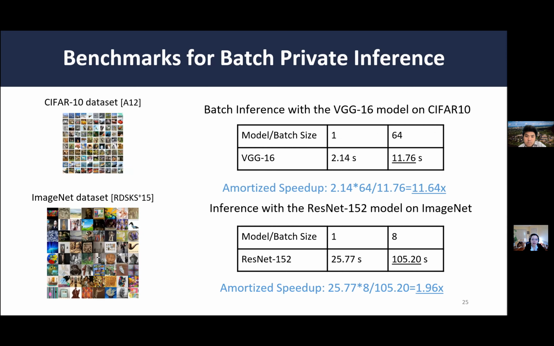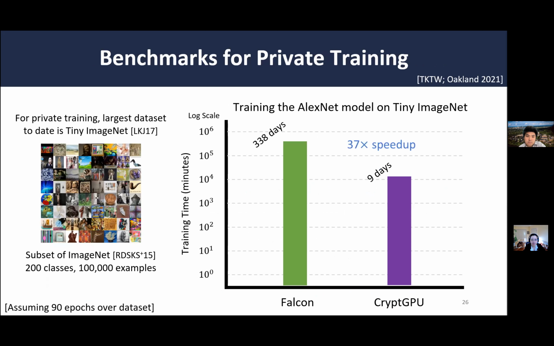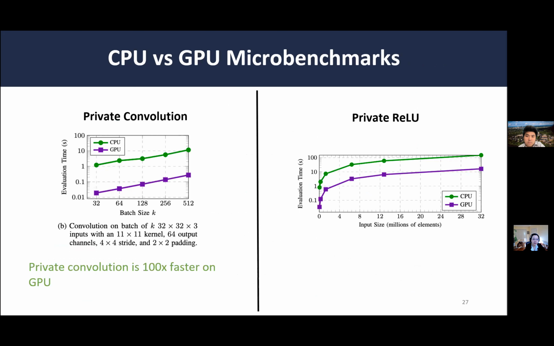So basically, these are the results on inference. And we also look into the training part. Our training shows that we can train the AlexNet model on ImageNet. Now, instead of around 1 year, we only need 9 days. We also have some macro benchmarks done. For example, private convolution, which is a linear operation, is 100 times faster on the GPU. And private ReLU is 10 times faster on the GPU.